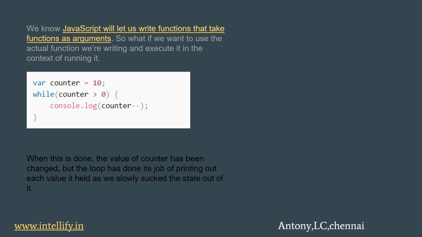We already know that JavaScript will let us write functions that take a function as an argument. So what if we want to use the actual function we are writing and executing in the context of it? Okay, see. The counter is equal to 10. While counter is greater than or equal to 0, we'll print that counter, counter minus minus. So the while loop goes on running. When this is done, the value of the counter has been changed, but the loop has done its job of printing out each value as we slowly suck the state out of it. So this is where the recursive function is used.